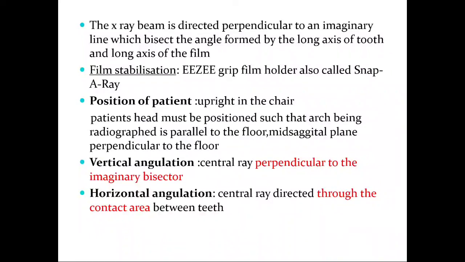And the horizontal angulation is nothing other than the central ray that is directed through the proximal contacts between the teeth. So it is found to be 0 degrees.